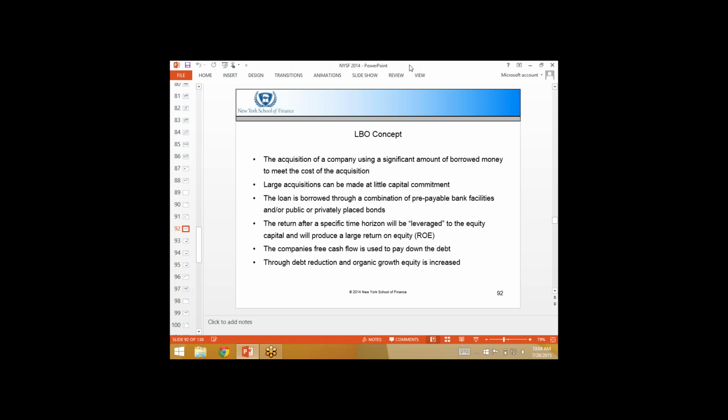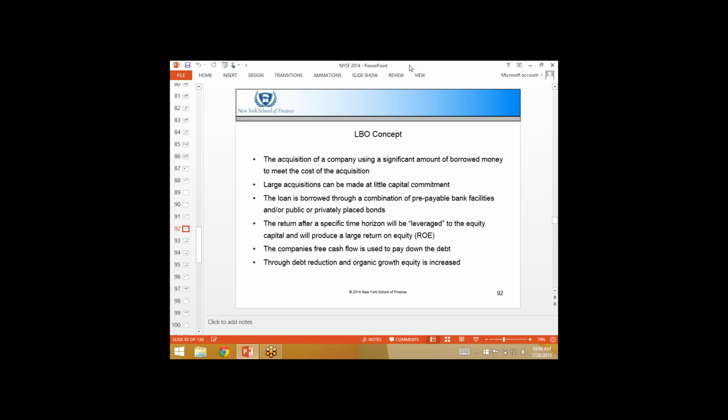I like to compare this loosely to a mortgage on a house. If you were to invest in a house and take out a mortgage, which is backed against the assets of what you're paying, you can buy a bigger house for less capital commitment. That's the benefit, right? And so what are the benefits of an LBO?